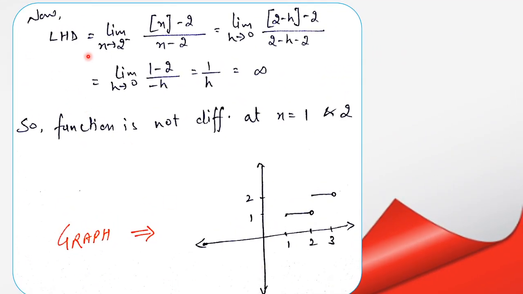Now we have to talk about differentiability at 2 also. So let's find left hand derivative again at 2. Same way, 2 minus h will give us 1 minus 2 upon minus h. So it is minus 1 upon minus h, which is 1 upon h, again infinity, not defined. So there is no need to find right hand derivative. And if you look at the graph, students, we know very well that at all the integral values, this function is discontinuous. It is not continuous, so definitely it is not differentiable.